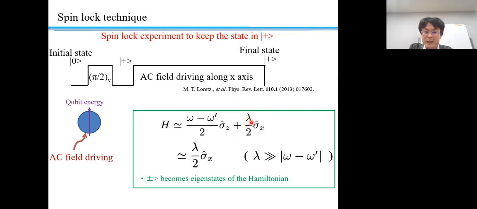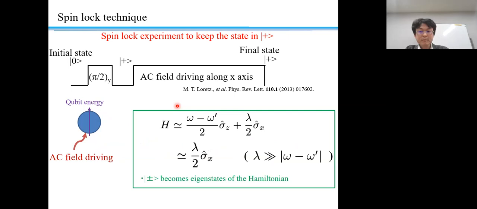As long as this lambda is much larger than the detuning, this Hamiltonian is approximated as sigma x. So you can see this plus state is an eigenstate of sigma x. So the plus state is very stable under this Hamiltonian because it's an energy eigenstate. As long as the decoherence is negligible, during this unitary evolution, the plus state remains in the plus state. So this is called a spin lock technique.